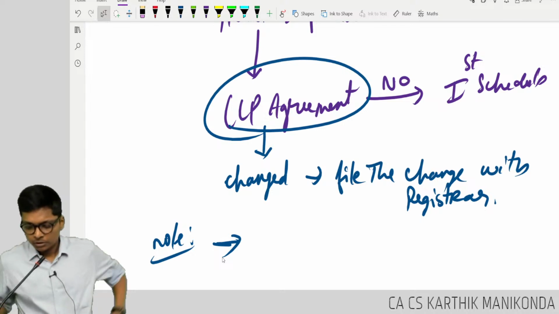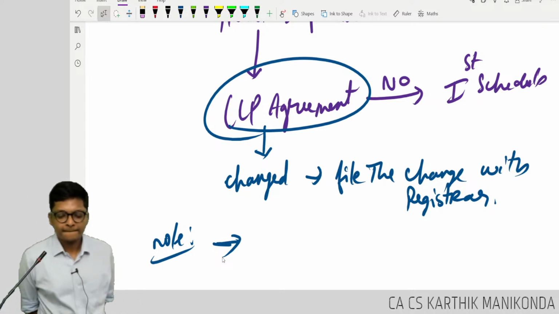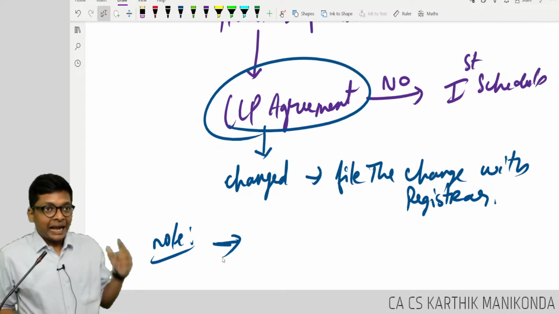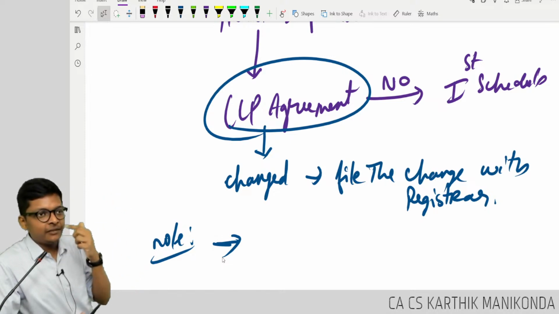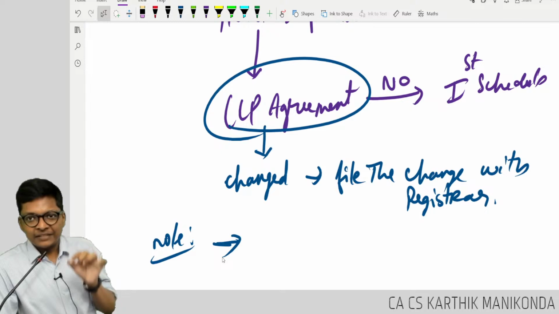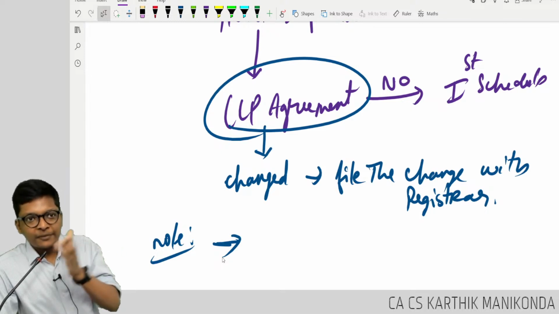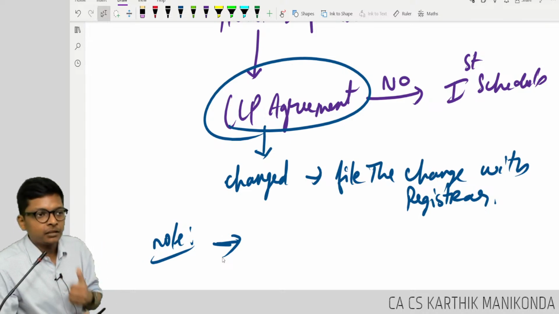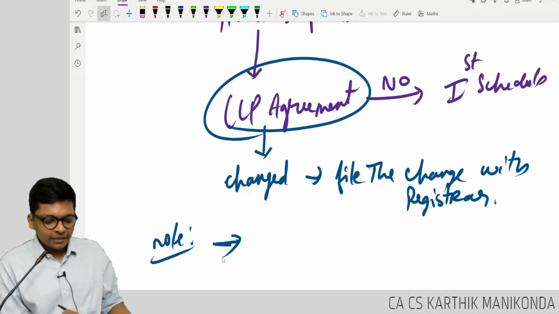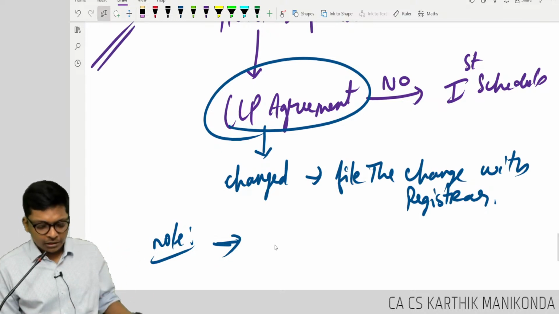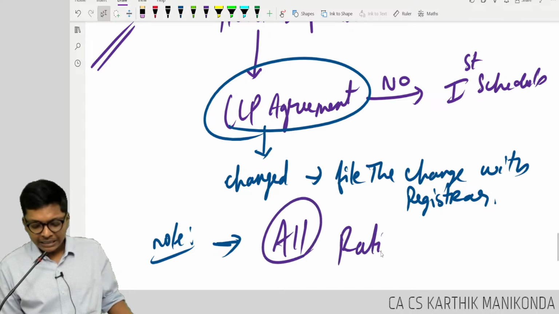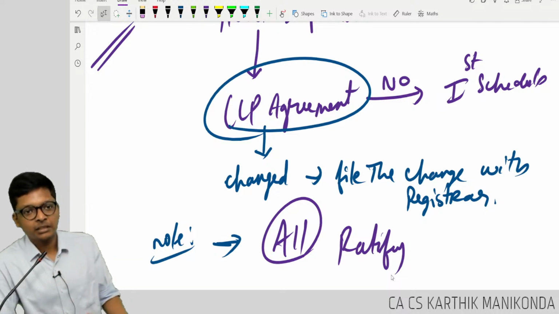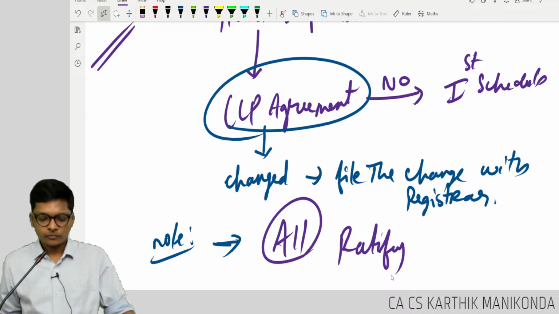That's it. Full stop. What is this, guys? I told in incorporation, the agreement has to be filed with ROC within 30 days of receiving the certificate of incorporation. Now, can I make this agreement before? I can make it before itself. It is valid if it's made before, but all partners should ratify the same. That means unanimous resolution, one of the cases this is. Are you following, guys? Clear?